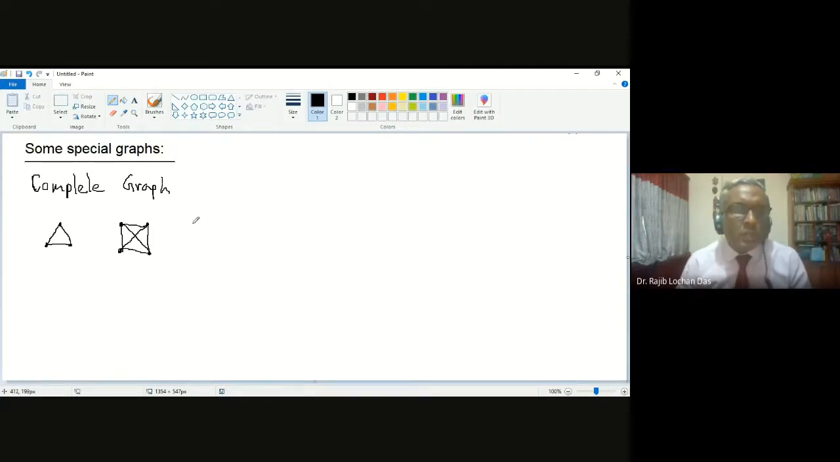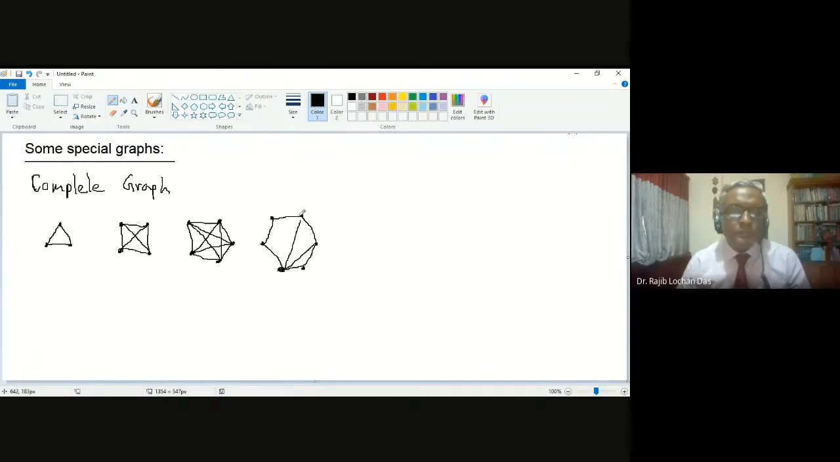If you have 5 points, this is the 5 point graph, and all the points are connected to everyone. Everyone is connected to everyone. So this is called a complete graph. You may have 6 points. Again with the same logic, every point will be connected with every point. So it will be like that.